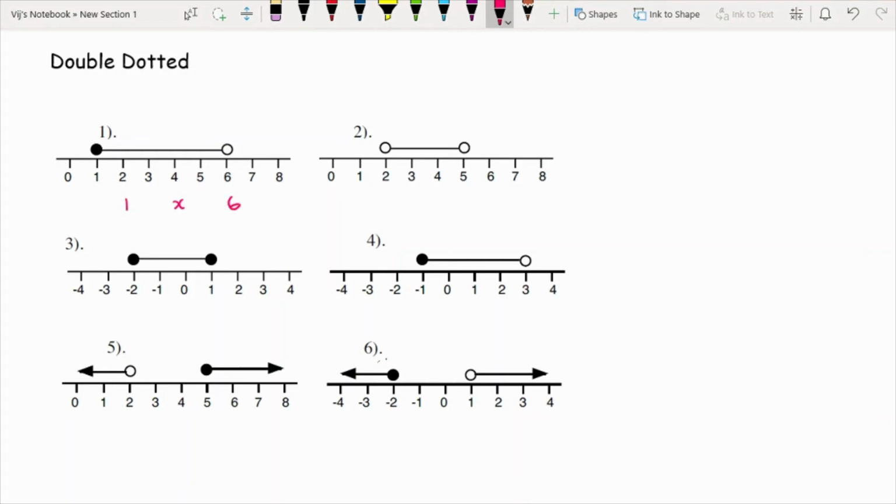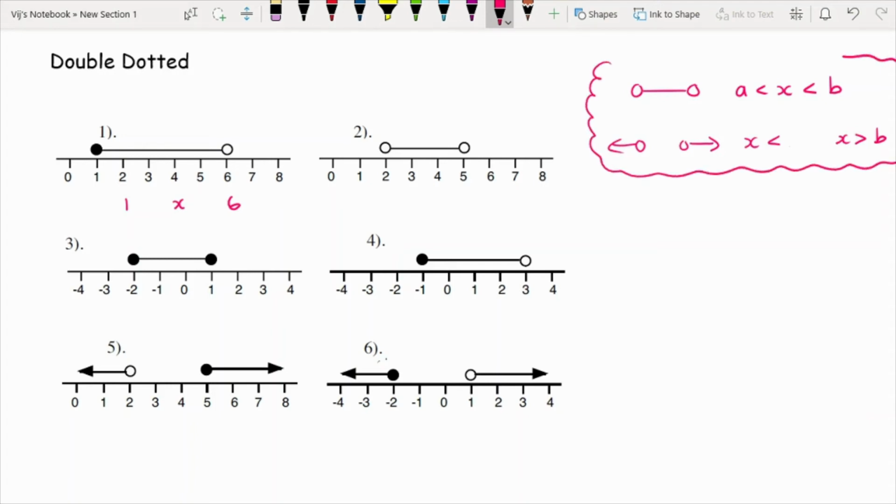Now when your question looks like a dumbbell, your answer will always look like this, where both your inequalities are facing the left. When you've got it in two separate directions, then one answer will be going to the left and one answer will be going to the right. So it's worth making note of what your answers will look like based on the diagrams that you've been given. Here we've got a dumbbell, so I know that it's going to look like this.